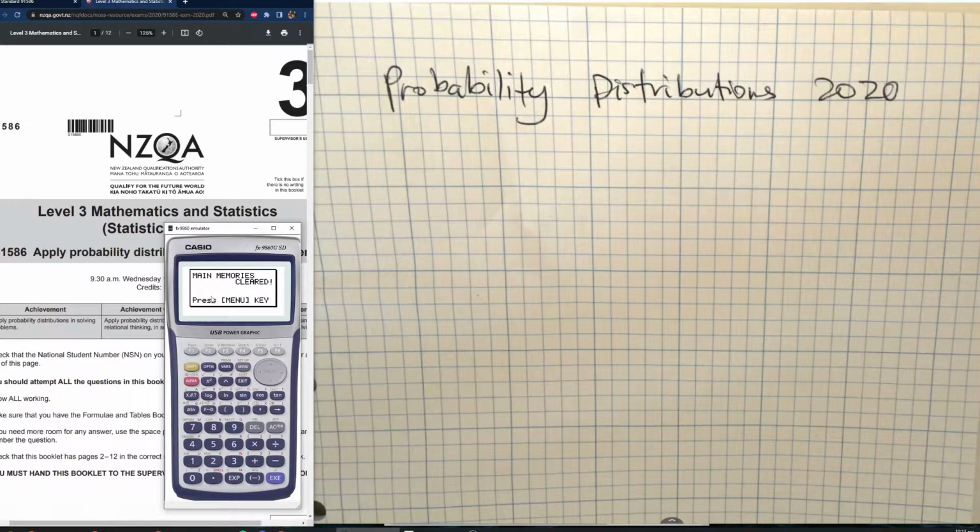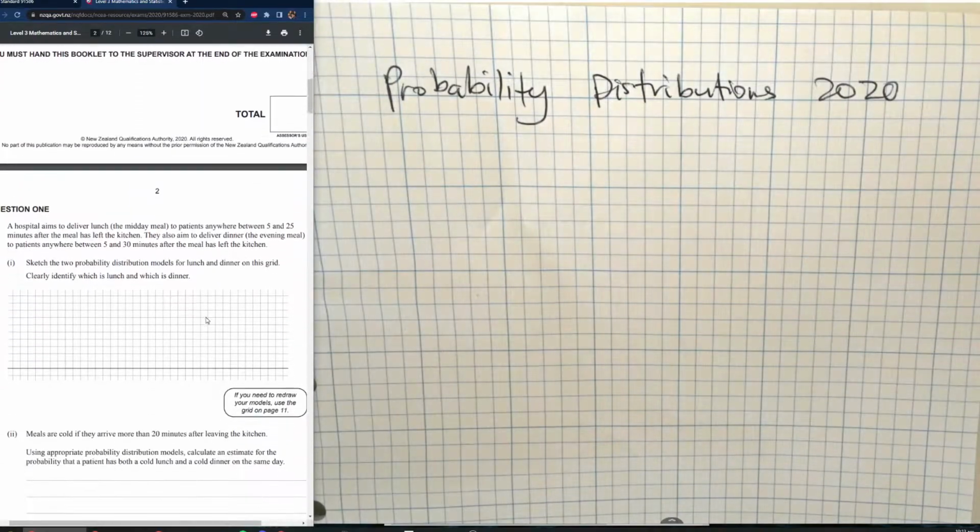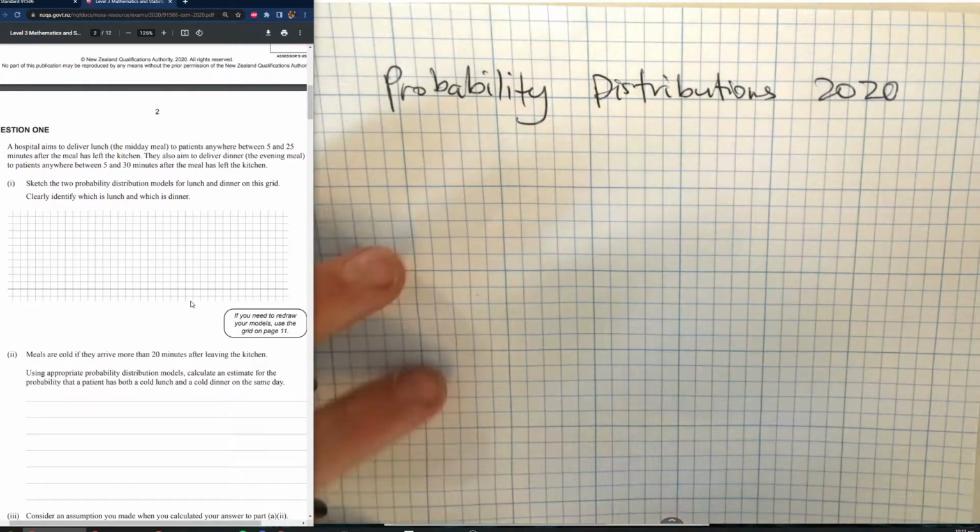Any time that I can use the graphics calculator, I will use that instead of tables, instead of manually doing calculations. So yeah, cool, let's get started. So let's go down to question 1A.